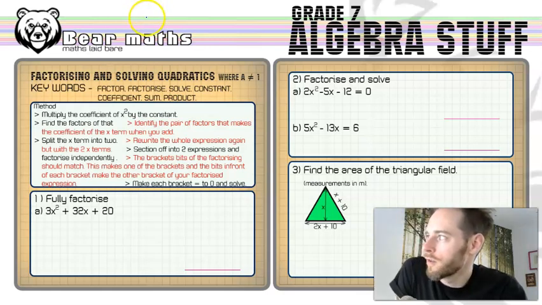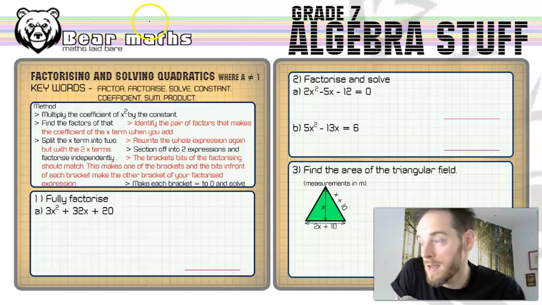This one is on factorising and solving harder quadratics where a is not equal to 1. I did a video for the harder stuff on foundation where a is equal to 1, factorising and solving quadratics. But this is even harder. This is just for higher, not for foundation at all.